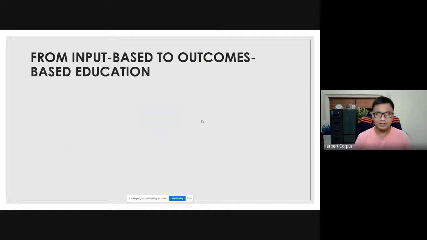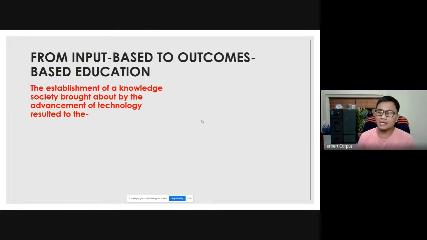Okay then, sige. So we now proceed to the first subtopic, the shift from input-based to outcomes-based education. Please take note that in the traditional classroom setting during our time, learners or children in schools were considered by teachers as tabula rasa. Have you encountered that term, tabula rasa? What does that mean? Blank slate, blank tablet, blank vessel. The brains of our learners are likened to a blank vessel, an empty jar, or a blank tablet. And because learners' brains are considered as such, what should teachers do?